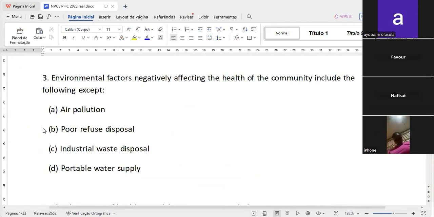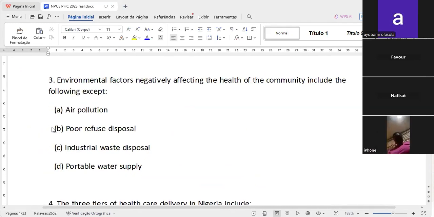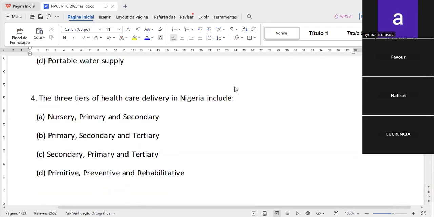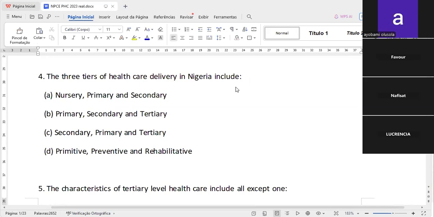Environmental factors influencing the health. Environmental factors negatively affecting the health of the community include the following, except potable water supply. Potable water supply is actually a positive thing. The three tiers of healthcare delivery in Nigeria include primary, secondary, and tertiary.